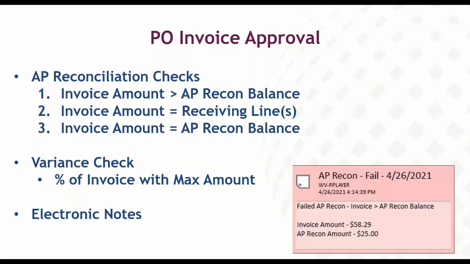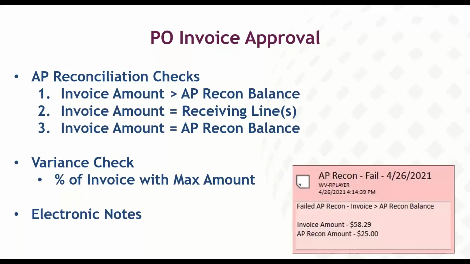Coming back to our AP recon checks. So step number 2, let's say it fails that check. Well, the final check it's going to do is to see if the invoice amount is equal to the overall recon balance or within the variance. Again, if it passes that check, the voucher is created and the payment is set up in Agility.